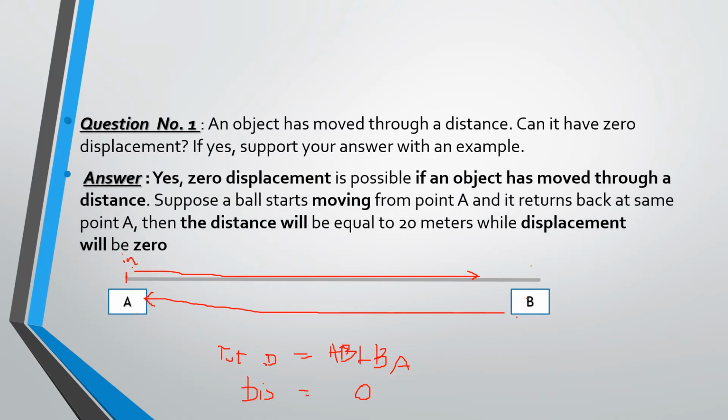Yes, zero displacement is possible if an object has moved through a distance. Suppose a ball starts from point A and returns back to the same point A. Suppose this is 10 meters from point A to B, and again from B to A is 10 meters. So the total distance covered by the ball is 20 meters, while the displacement will definitely be 0, because displacement is the shortest distance between the initial position and the final position. So displacement is 0 because it started at the initial position and ended at the same point.